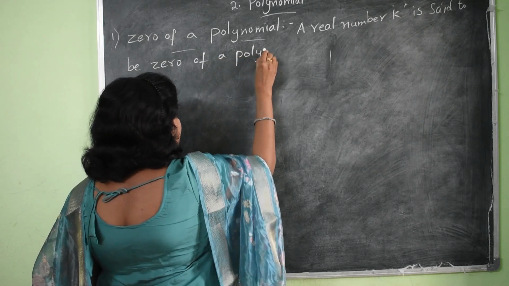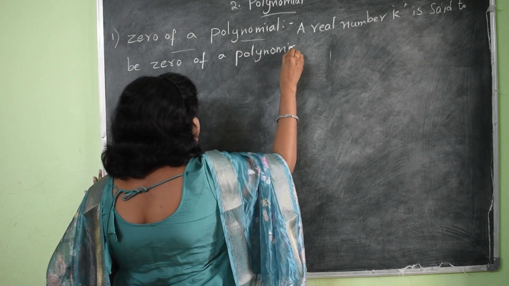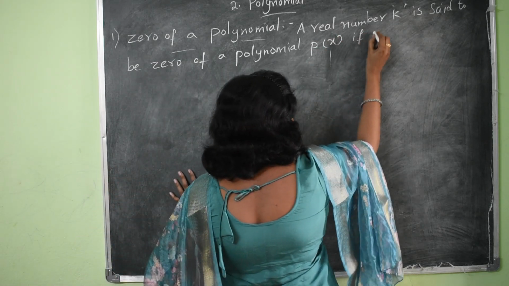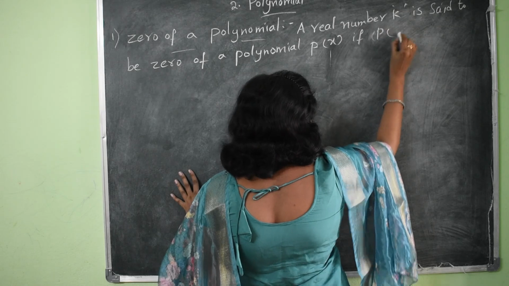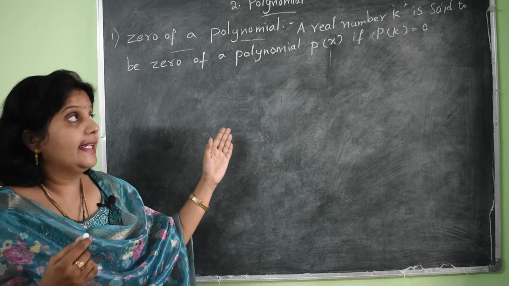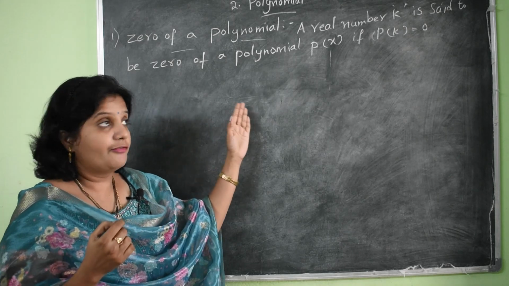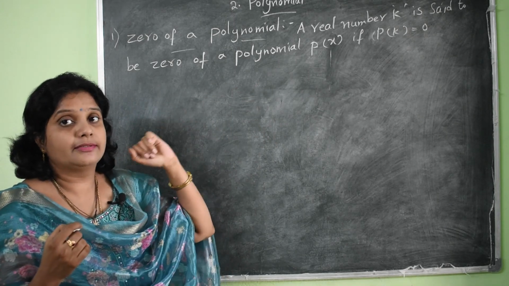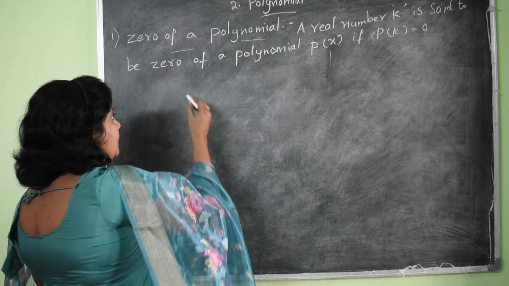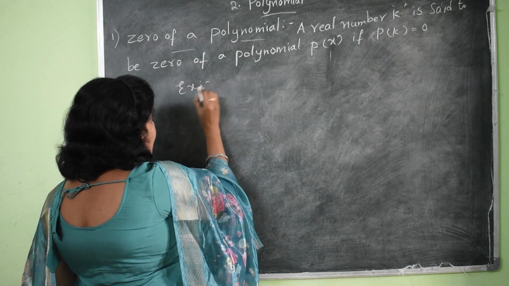So a real number k is said to be a zero of a polynomial p of x if p of k equal to 0. Okay, let us understand this definition by using an example. Let us take an example.